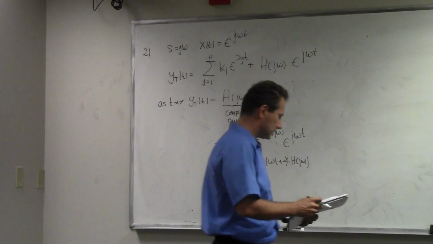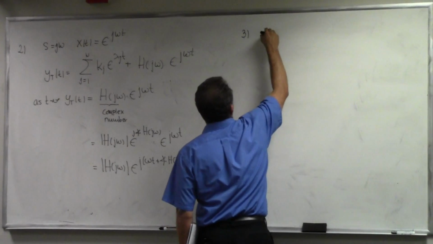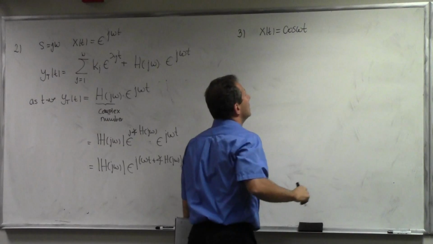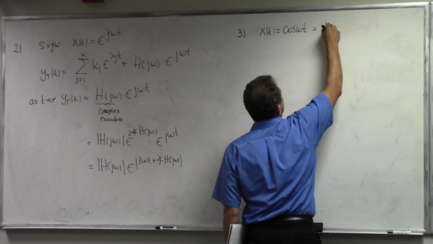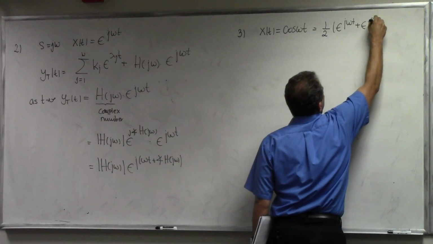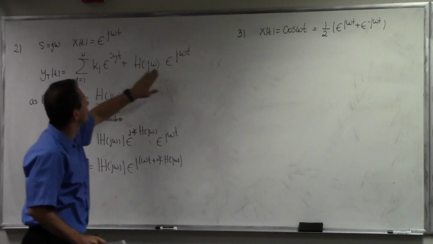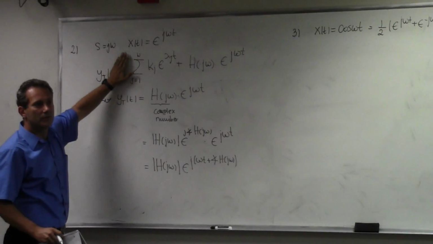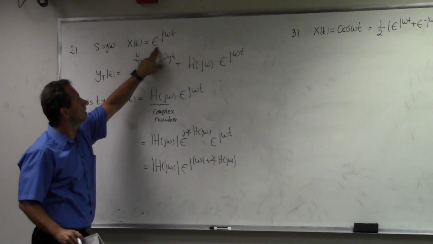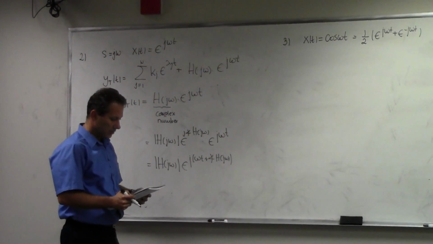And now, finally, let's look at special case 3, which is of highest importance to us. x of t, in this case, is cosine omega t. Now, as you know, this can be written as 1/2 times e to the j omega t plus e to the minus j omega t. Now, you can see right away that this x of t is now a linear combination of terms like this, right? It consists of essentially a term where I have plus j omega and another term that is minus j omega.